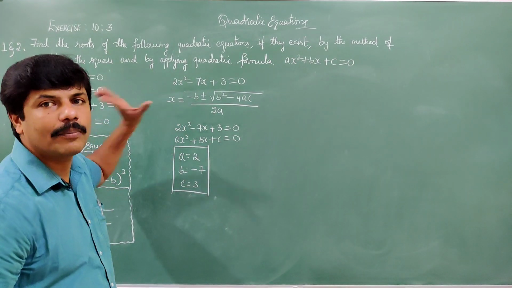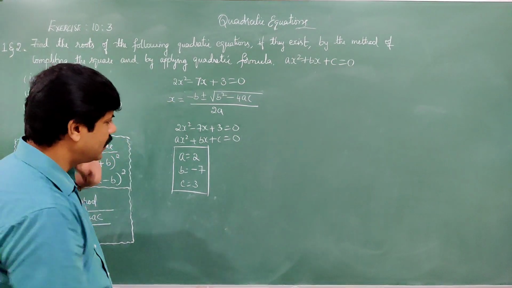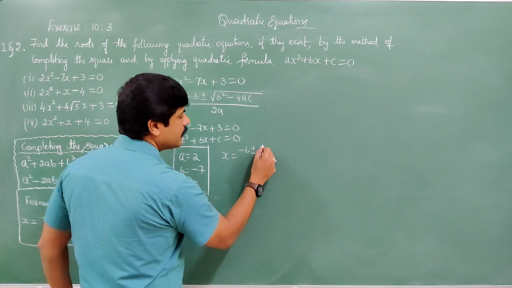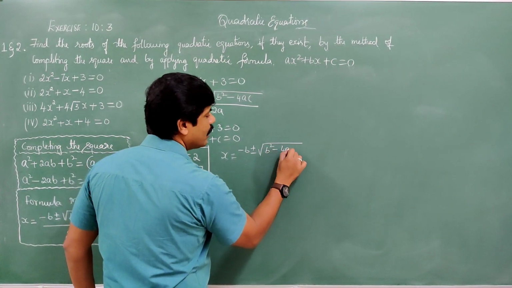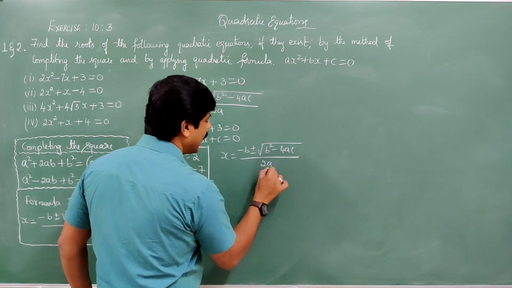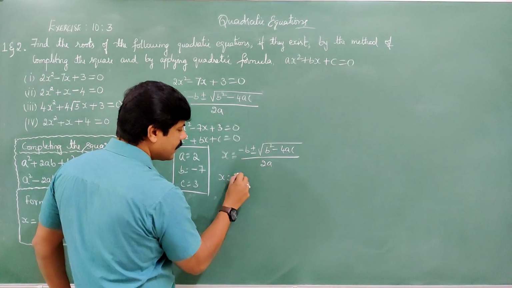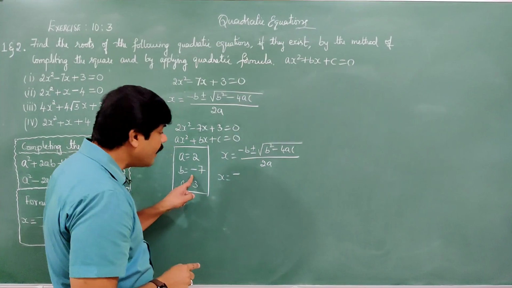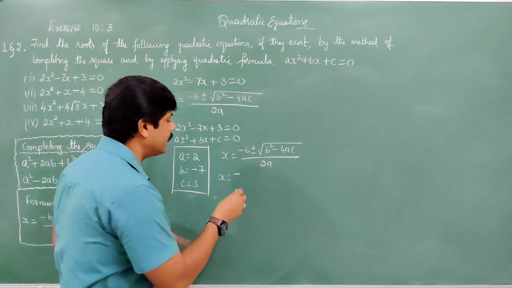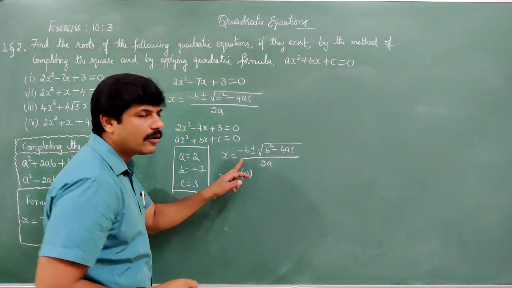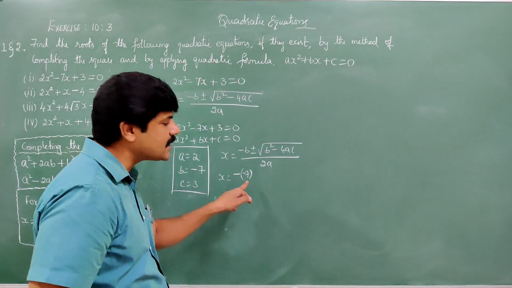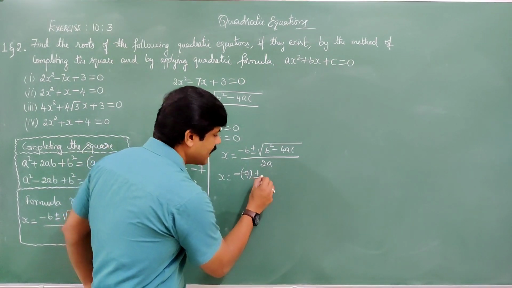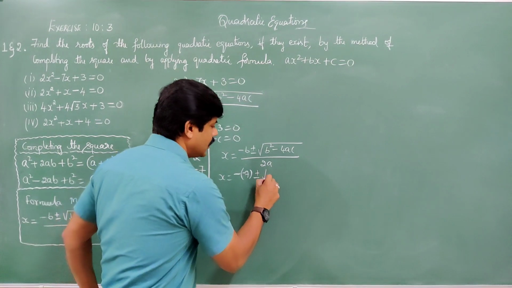Now these values you have to apply here. What is the formula once again? x equals minus b plus or minus square root of b square minus 4ac, whole divided by 2a. x equals minus, remember the minus in the formula. Next, what is b? b is also minus 7. In the formula one minus is there, and the value of b is minus 7. Then plus or minus. Just substituting, that's all.